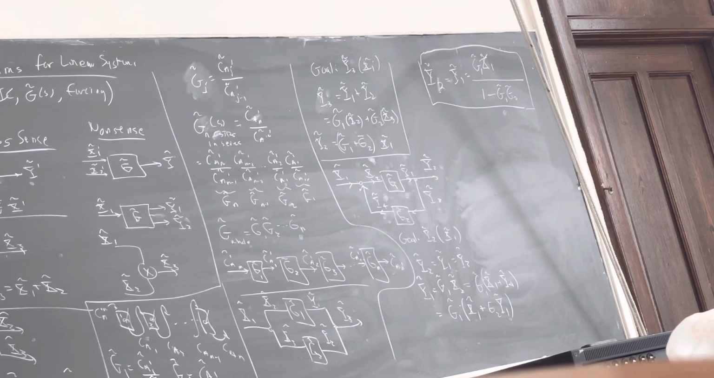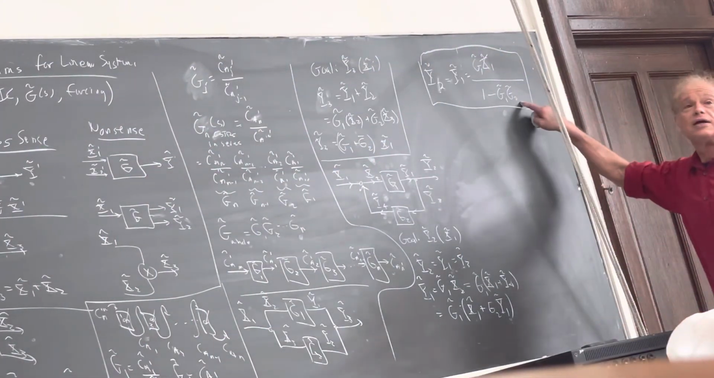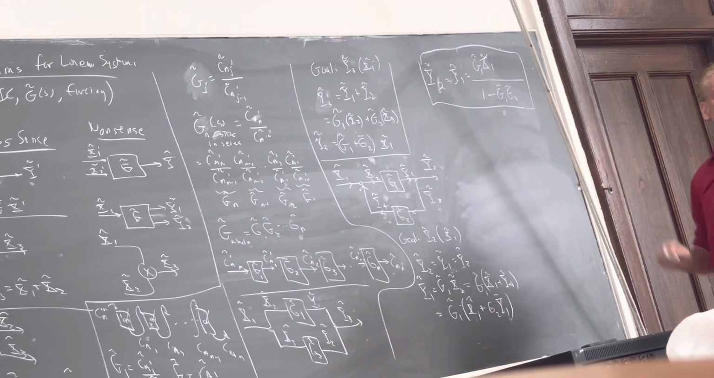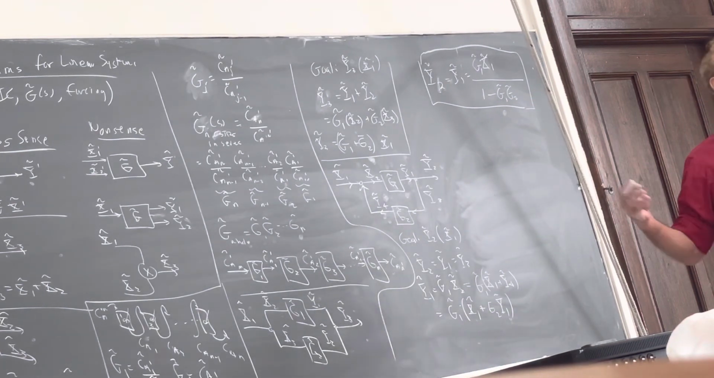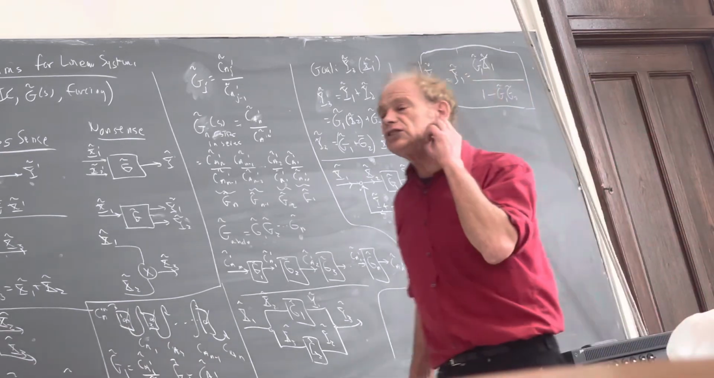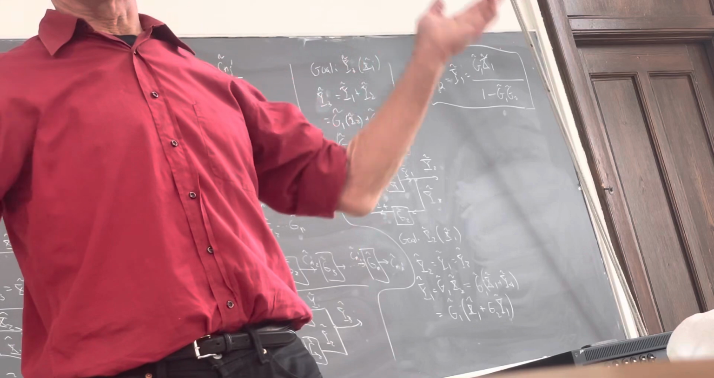However, once I have feedback, the denominator is different. It's not the denominator of G1. It's not the denominator of G2. It's 1 minus G1 tilde G2 tilde. It's a different denominator. It's a different stability problem. So once you add feedback, you're in a whole new ballpark.